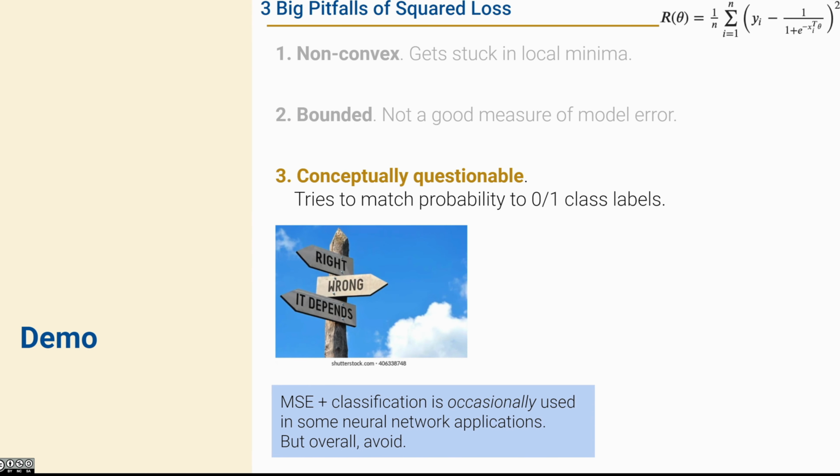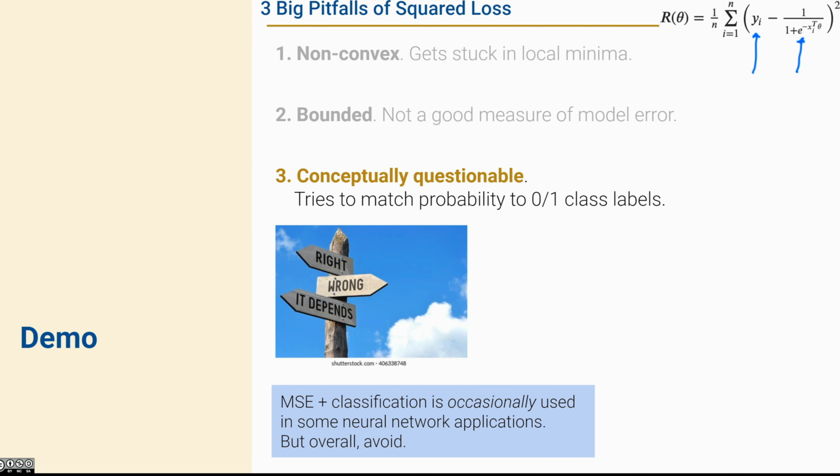And the last pitfall of squared loss is, from a conceptual standpoint, it's a little tricky because we basically have class labels here of 0 and 1 that we're trying to match to probabilities. We're taking the difference and then squaring them. And it begs the question, maybe we should be matching class with class and/or probabilities with probabilities, but not necessarily trying to combine them and do this in this form.